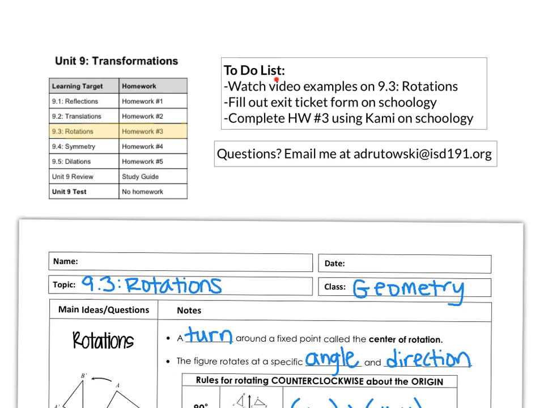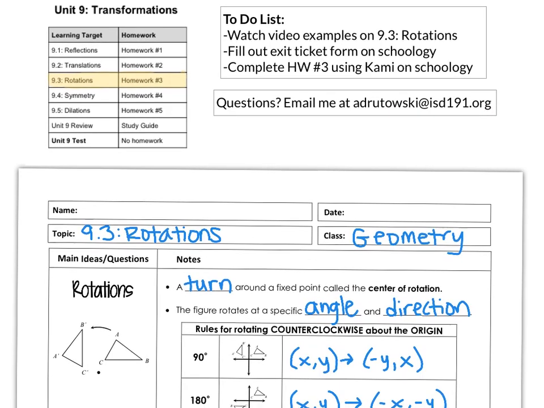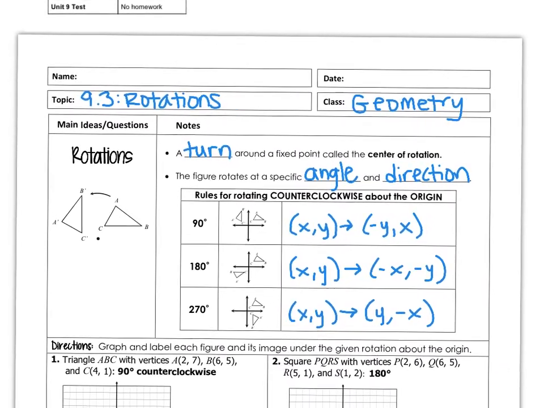The to-do list that I want you to do is watch all the video examples on 9.3 rotations. You can take notes along with me on your note packet that you got before we left for distance learning or on scratch paper, but you don't have to. Then I would like you to fill out the exit ticket form on Schoology and then complete homework 3 using the Cami extension on Schoology. Reminder, if you have any questions, you can email me at adrutowski@isd191.org.